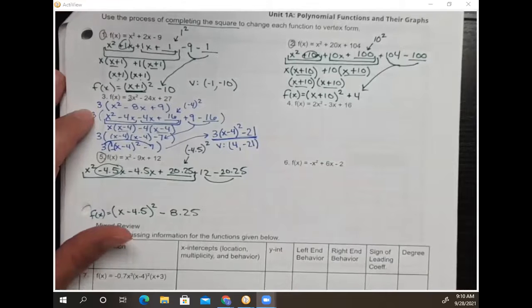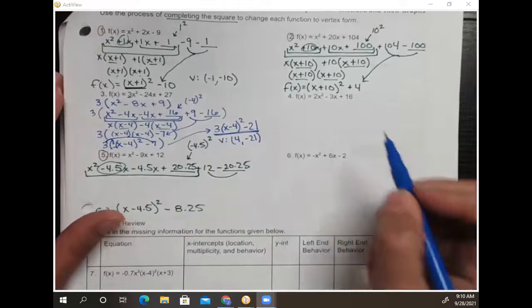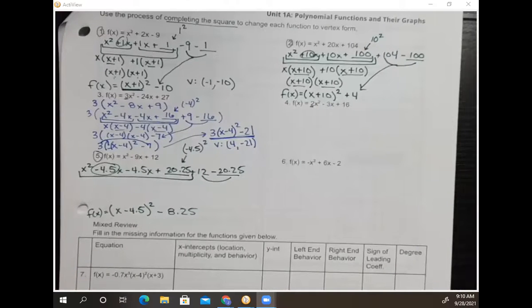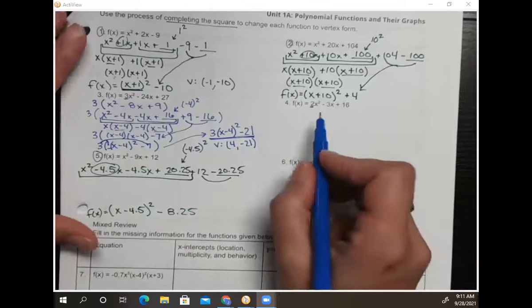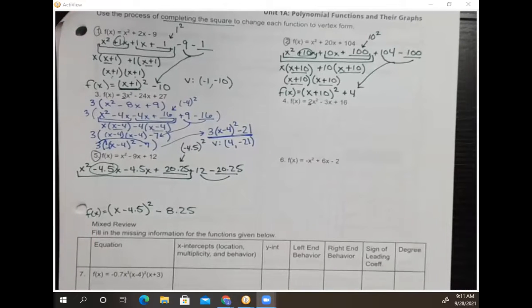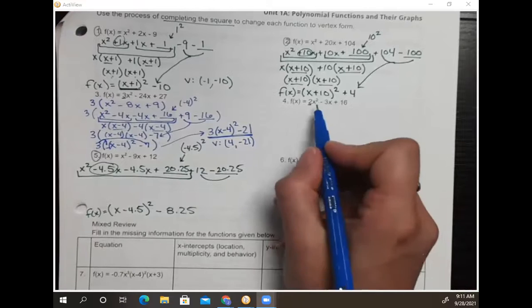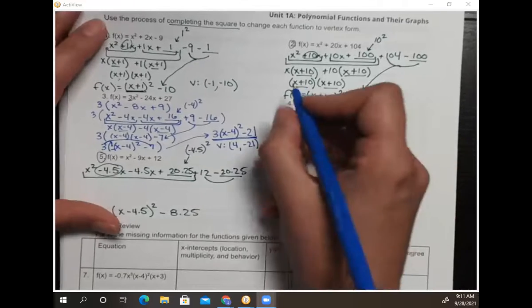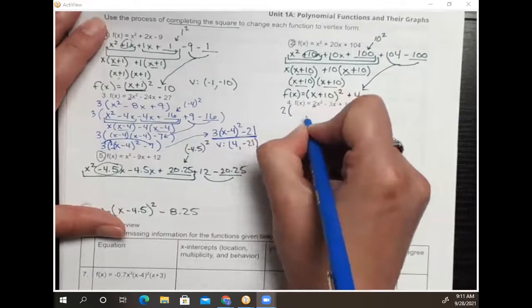Questions for me on number 3? Okay, let's take a look at number 4. For number 4, my lead coefficient is 2. So I'm going to factor that out like it's a GCF. I know for this problem, it's not actually a common factor for every term. That's okay. I can't complete the square if I have anything other than 1 as my A value. So I have to pull that 2 out. Okay, I don't have a choice if I want to get this to vertex form. So I'm going to factor out that 2.